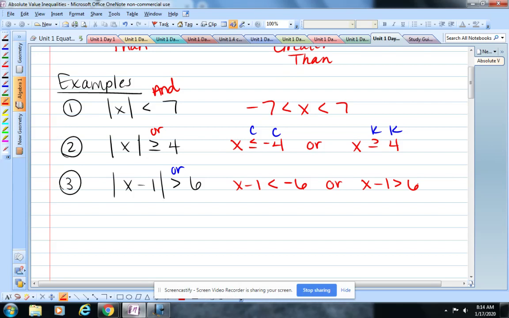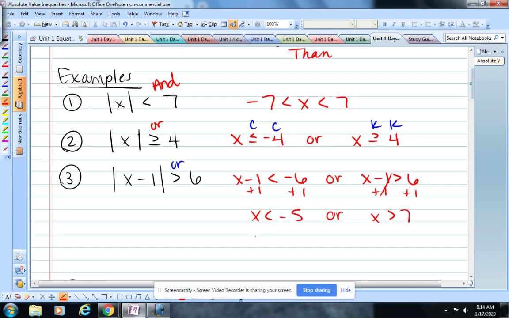Now we got to actually solve this one. So, on the first one, how do we solve for x? Add 1. So x is less than negative 5. Go ahead and put or there because you have to have or with your answer. And then how do I solve the second one? Add 1. And x is greater than 7. And since I have a little space, I'm going to go ahead and do the number line. Let's do negative 6, negative 4, negative 2, 0, 2, 4, 6, 8.